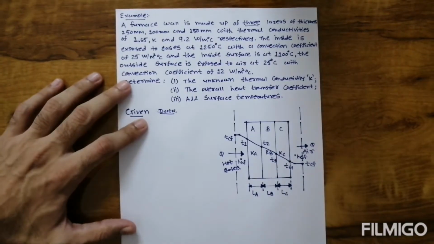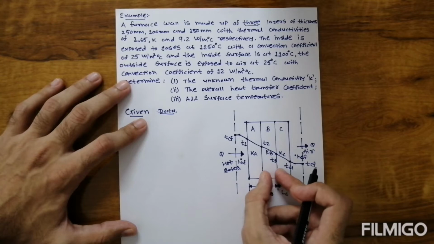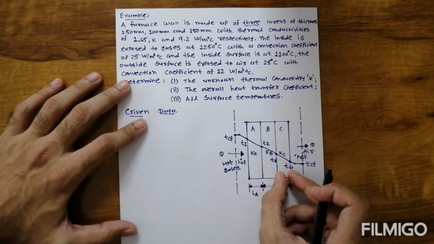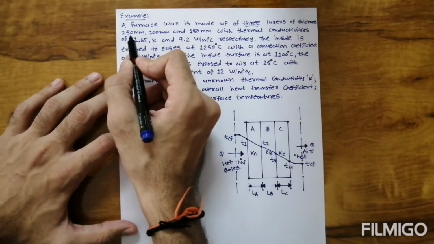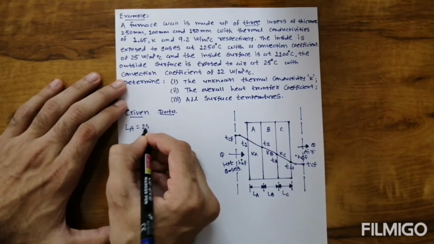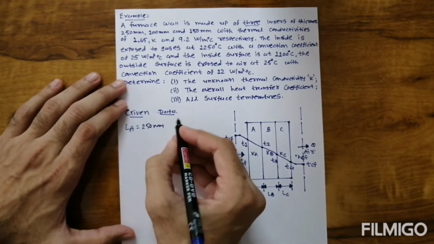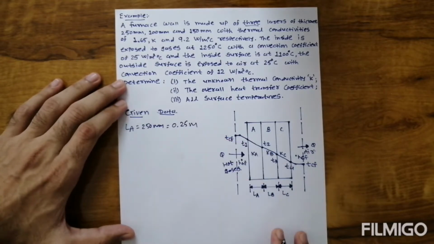So we have considered LA as the thickness of layer A, LB as the thickness of layer B and LC as the thickness of layer C. So what is our LA? Thickness 250 mm is there. So LA is equal to 250 mm. Now convert into meter, so it will be 0.25 meter.